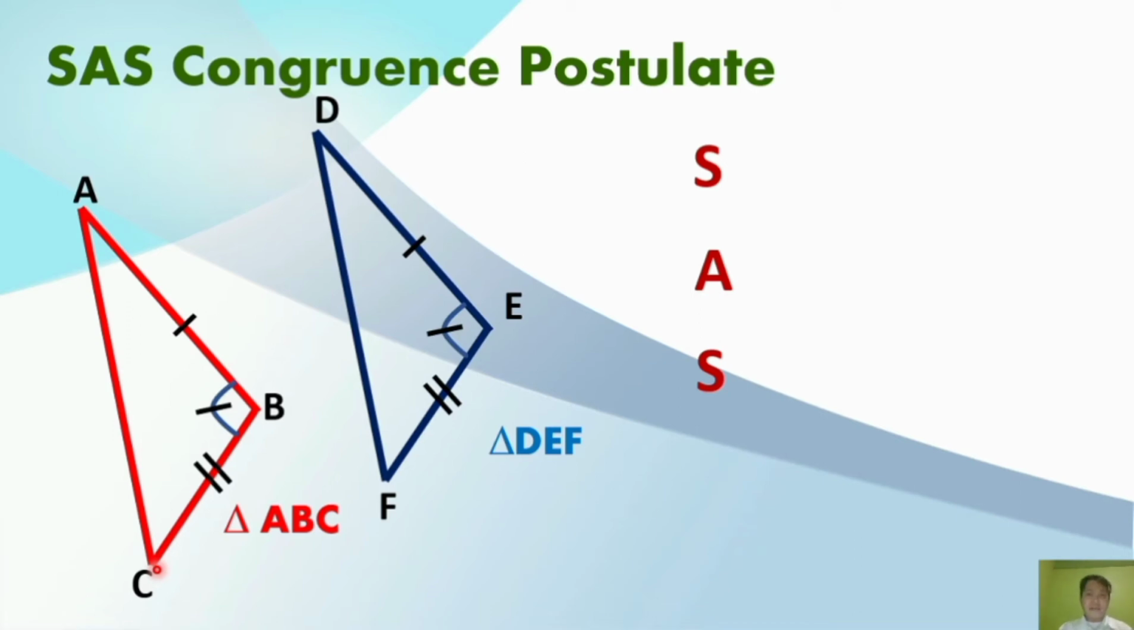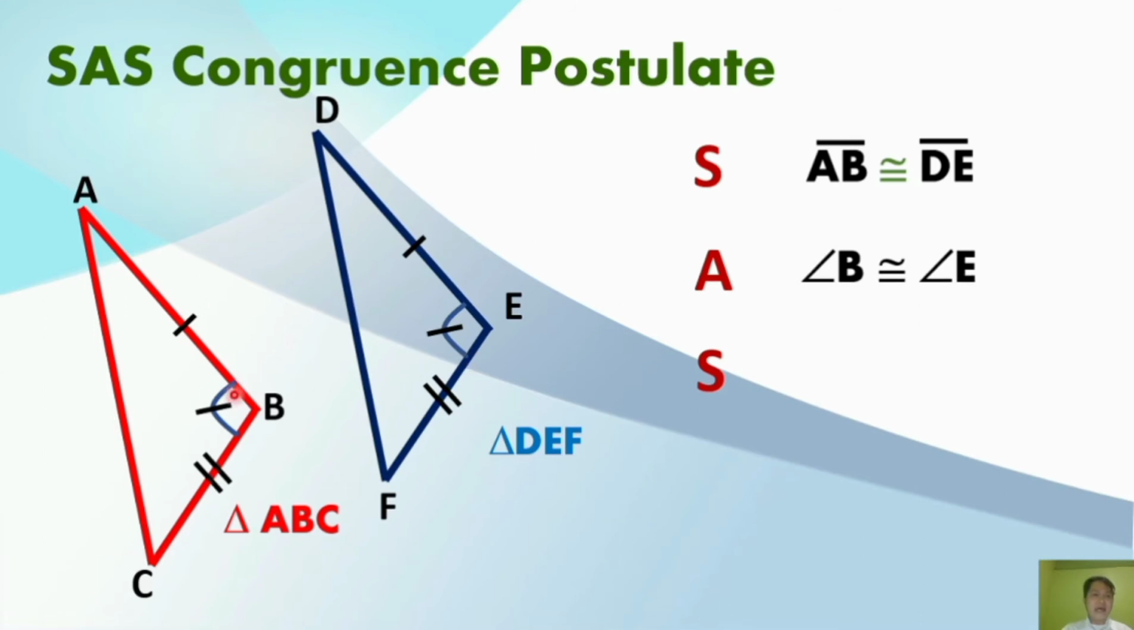So let us now give three statements that would prove that the two triangles are congruent based on SAS Congruence Postulate. Let us start. Side AB corresponds to side DE. Therefore, we can say that side AB is congruent to side DE. Next is angle, or included angle. Angle B corresponds to angle E. So we can say that angle B is congruent to angle E.